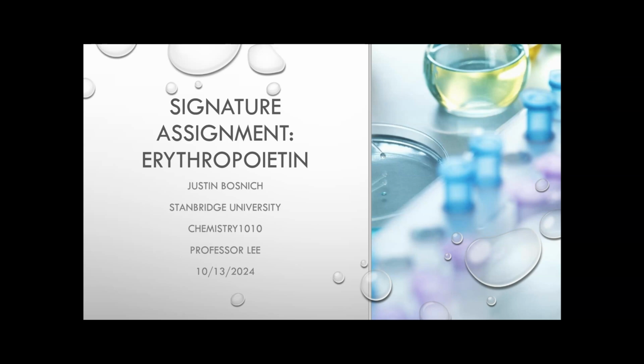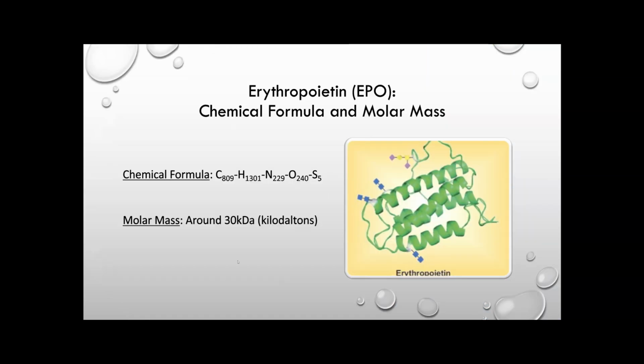I will be presenting my signature assignment on erythropoietin, aka EPO. The chemical formula for EPO is C809H1301N229O240S5. Molar mass is around 30 kilodaltons.